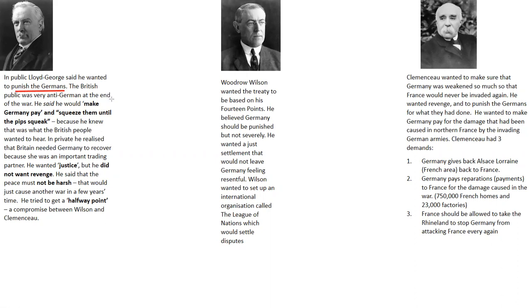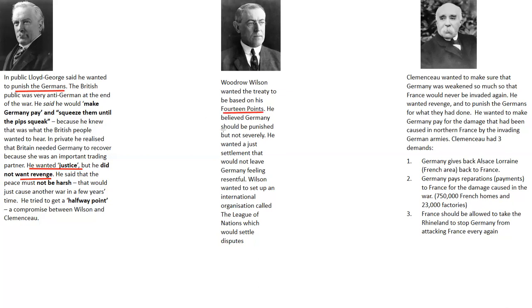But in private, he knew that Germany was important. Britain needed Germany because it was an important trading partner. Now, Lloyd George wanted justice, but he didn't want revenge. So he wanted Germany to pay for what they did, but he didn't want it to be an extreme punishment. He said that the peace must not be harsh, and that it would just cause another war if they were too strict. What Lloyd George wanted to do was to reach a halfway point, a compromise between Wilson and Clemenceau.